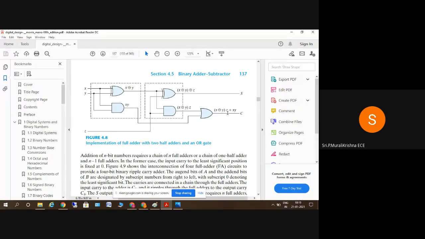Clear? Yeah, sir. So take this diagram. This is also important. Sometimes you'll be asked to implement a full adder using two half adders and an OR gate, so you'll get this kind of question also. And this is the equation for sum, and this is the equation for carry. So carry is equal to (x exclusive-OR y) into z plus xy. You may expand this also.